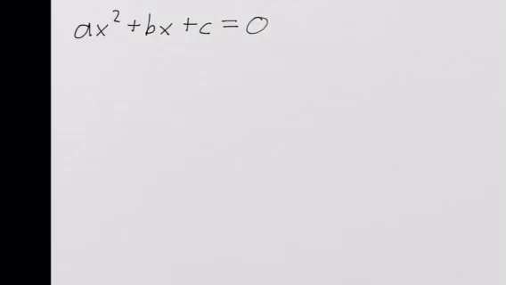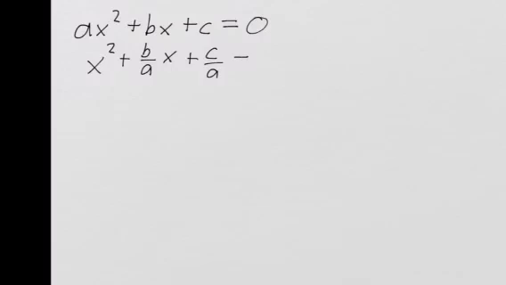So the first thing we're going to do with this is, I don't really want to work with a number in front of x squared, so I'm going to divide everything through by a. So I get x squared plus b over a x plus c over a is equal to 0. And now I can subtract c over a from both sides.